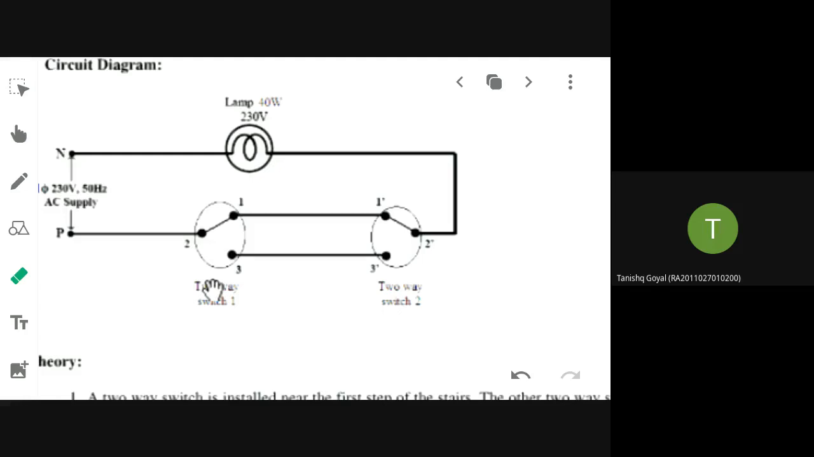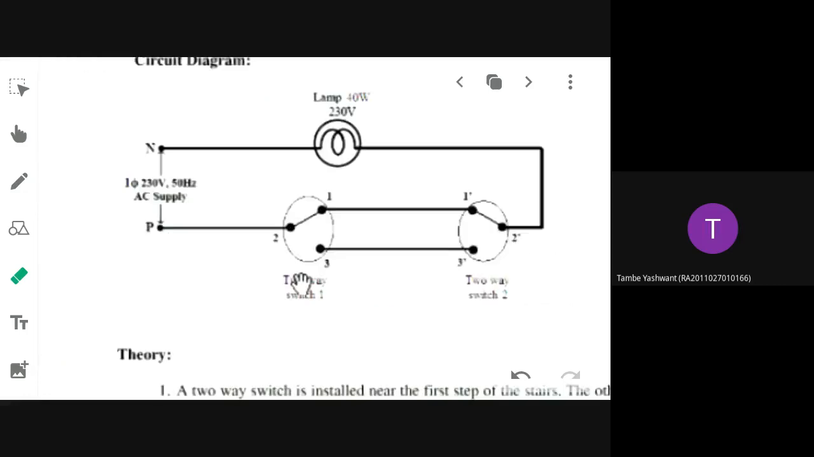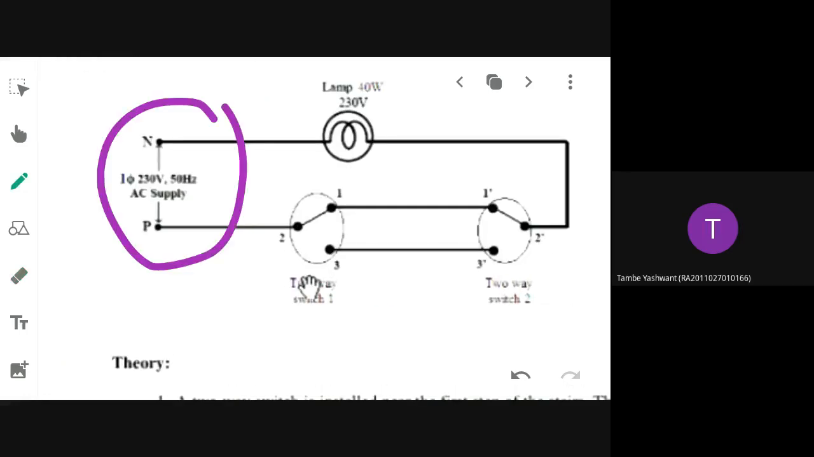Again, from your side, I want the answer. Ma'am, any type of load can be handled in two different ways is called a staircase wiring. Okay. So what is the supply that is given here? AC supply. What type? 230 volts, 50 hertz AC supply. Single phase or three phase? Single phase.